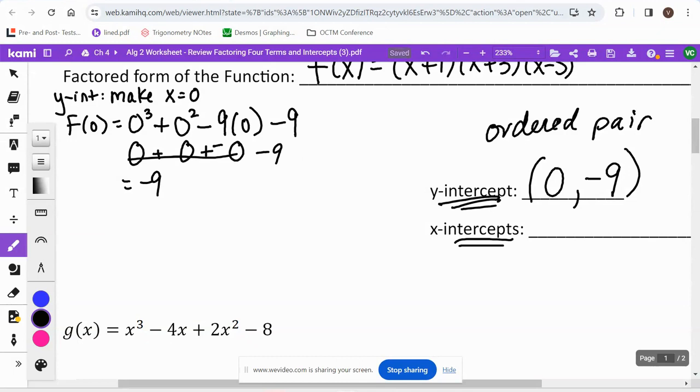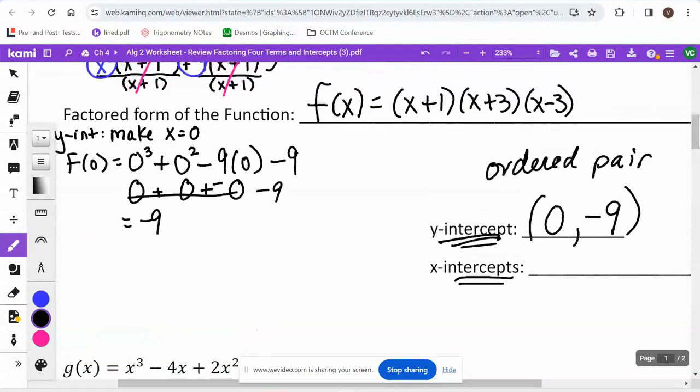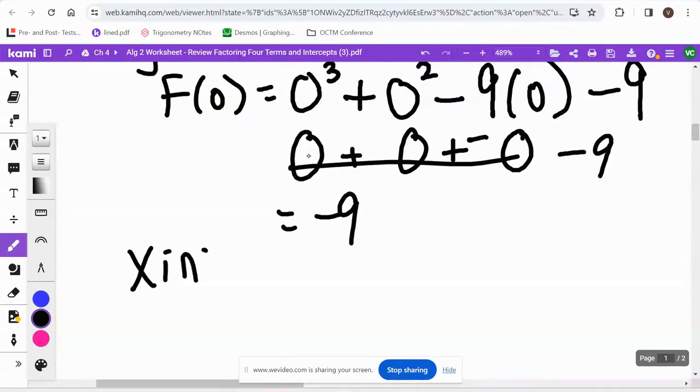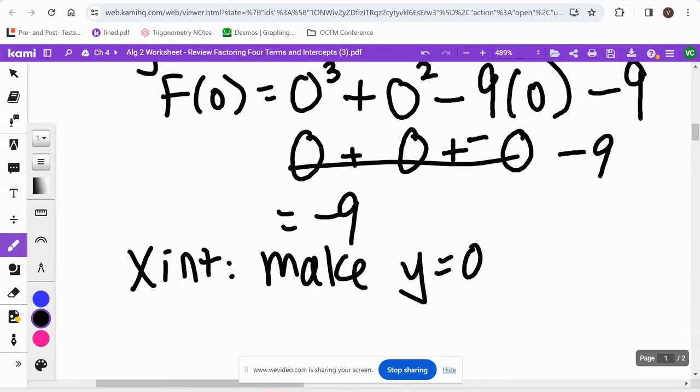Okay. Almost done. We now have the x-intercepts. I'm going to find the x-intercepts by factoring because I just factored it, and so it's the easiest way to find it that way. But what do I have to do to the equation to make the y 0? So to find my x-intercepts, make y = 0. Or in this case, it's f of x. That becomes 0. That whole side becomes 0.